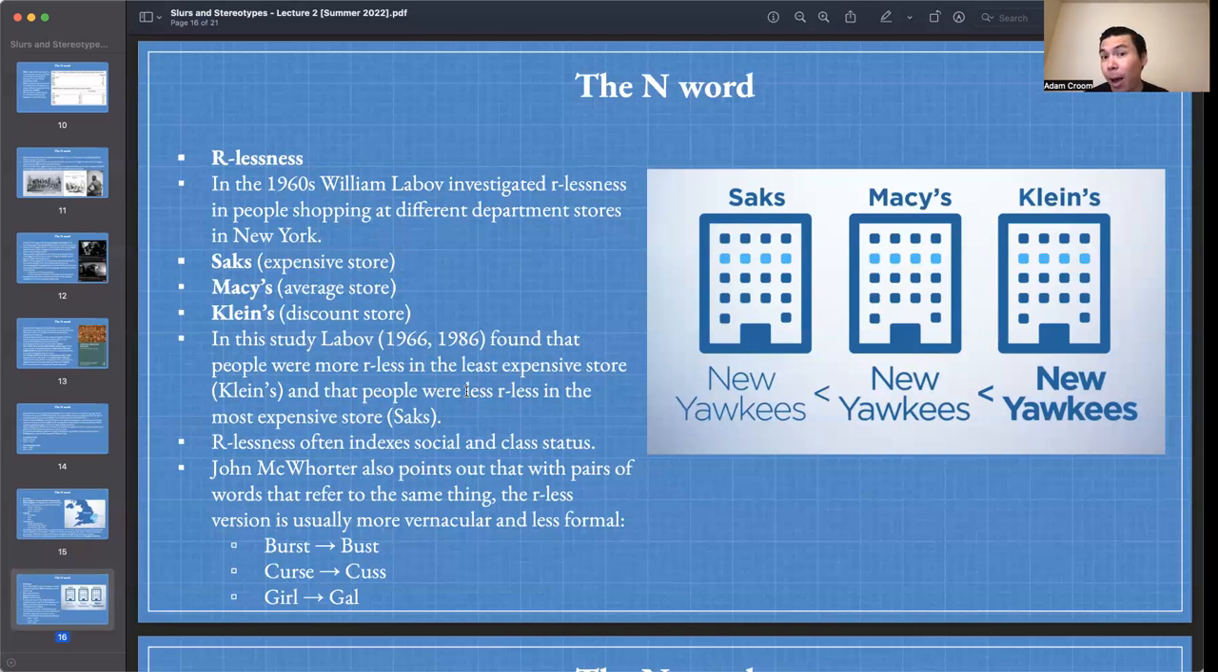Similarly, girl and gal, right? They both mean about the same thing, but girl has a more formal quality or sound to it, whereas gal is a little bit more informal. Okay, so we just see that there is this sort of understanding at some level of R-lessness being more informal and vernacular, and the usage of R being more formal and less vernacular.